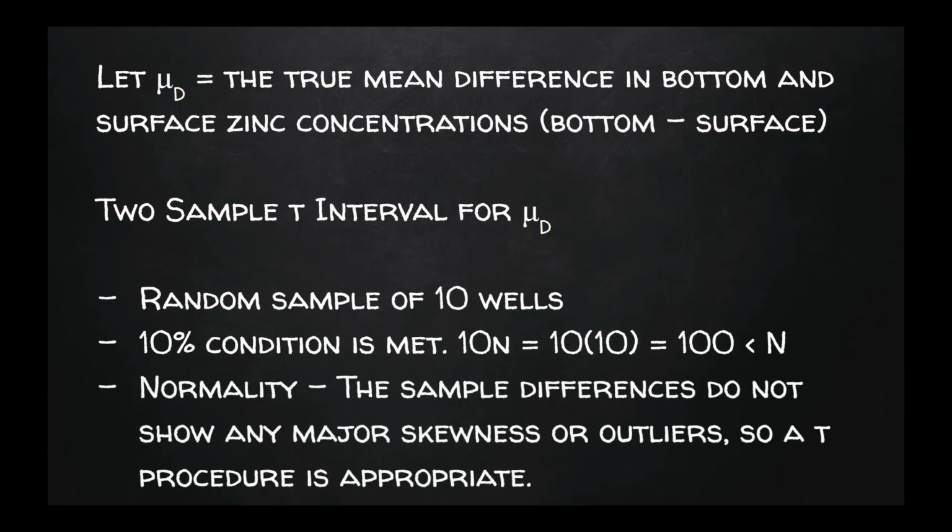For normality, the central limit theorem is not met since our sample is less than 30, and we don't know anything about the zinc concentration distributions for this area. So we're going to have to make a box plot and justify normality by showing there's no major skewness or outliers and that a t procedure is still appropriate. So let's go ahead and jump over to Desmos and do that now.